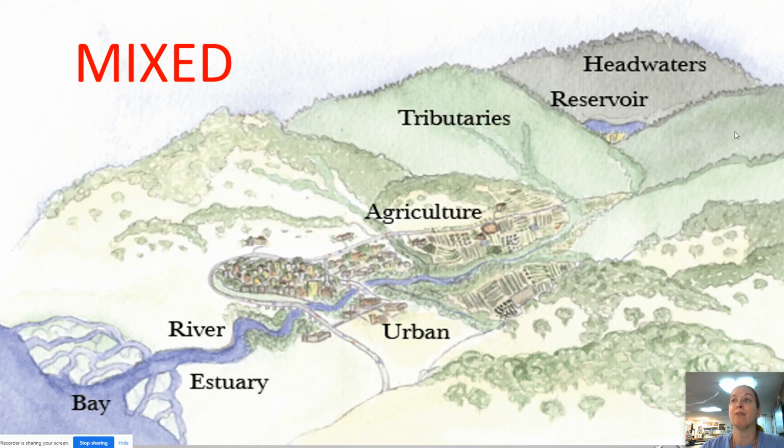You often are going to have a mixed area. So you have a reservoir, you might have some tributaries, you have a farm area, you have an urban area, you've got a river, and an estuary is where that fresh and salt water are going to mix.